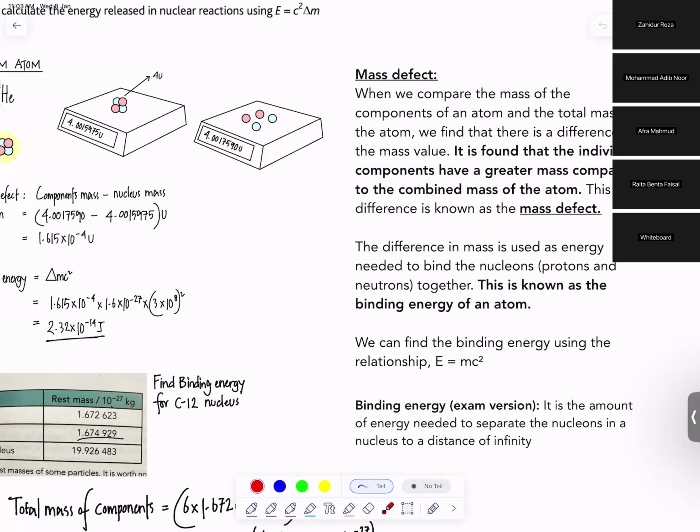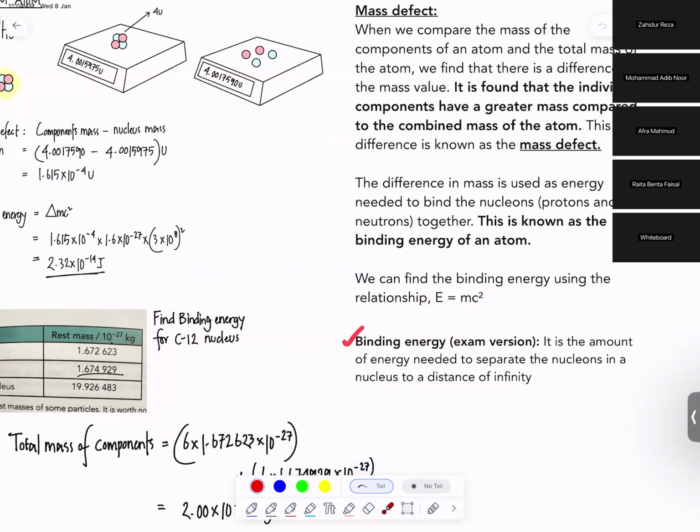So where does the difference in mass go? Mass just can't disappear from the universe, right? So it must have been converted to energy, and that energy is known as the binding energy of an atom. And the binding energy is found using this formula here, where m is the mass defect. So what's the binding energy definition in your exam? It is the amount of energy needed to separate the nucleons in the nucleus to a distance of infinity. So the energy needed to completely separate them is called binding energy in your syllabus.